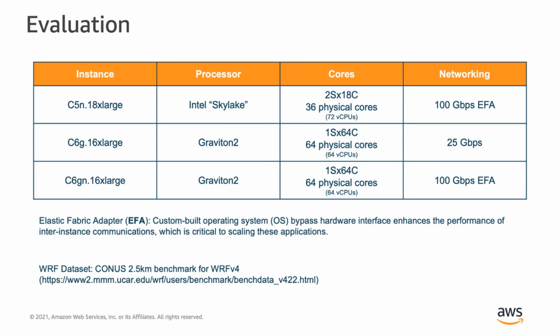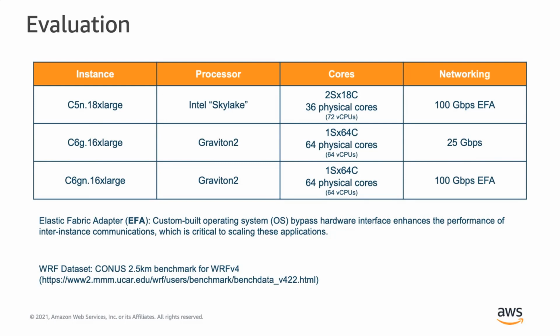Next one we're going to do is the C6G 16 extra large. This is a full Graviton2 processor, so it's all 64 physical cores, but it has 25 gigabit networking and not EFA. Then probably the better comparison to C5N is the C6GN 16 extra large. That has 64 physical cores again, but it does have the 100 gigabit EFA networking adapter.